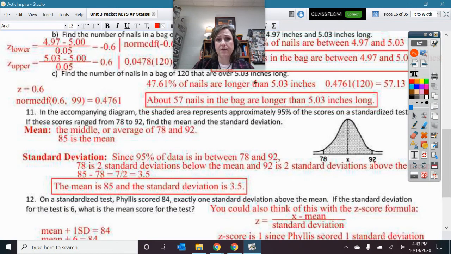Here was the over 5.03. So that's 47.61%. So that out of 120 nails was about 57 nails.